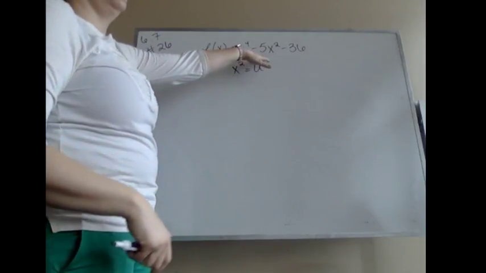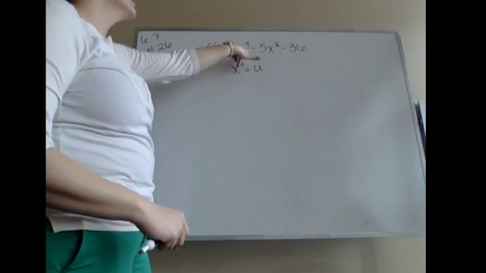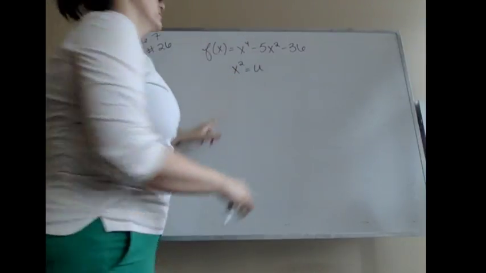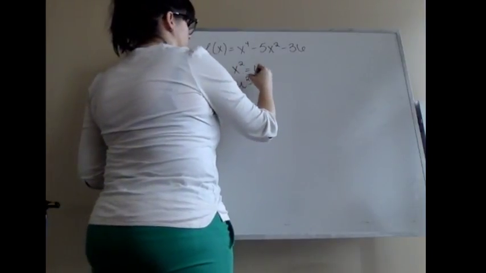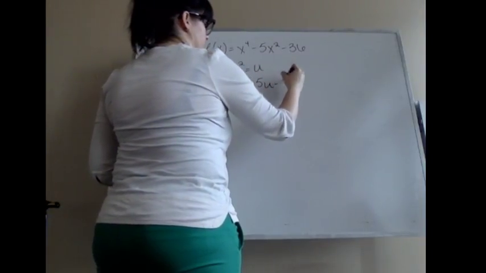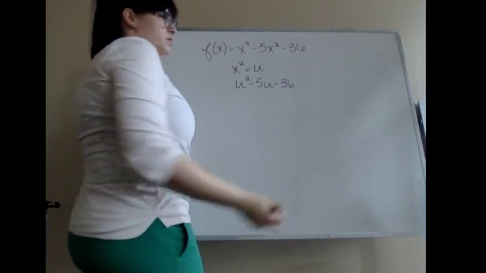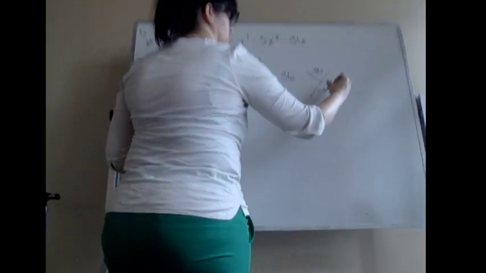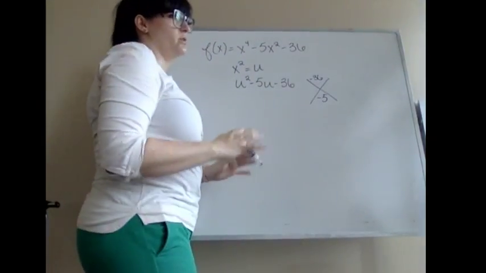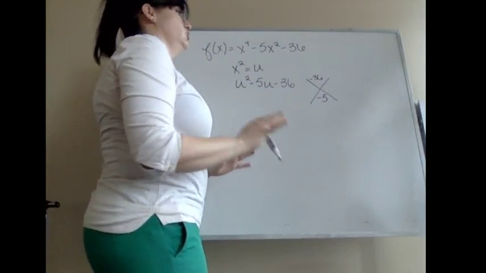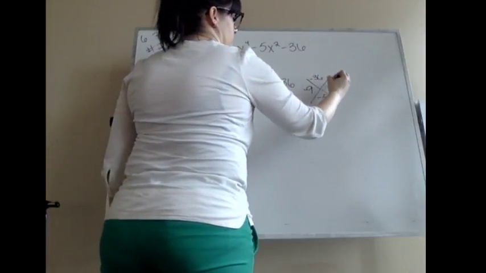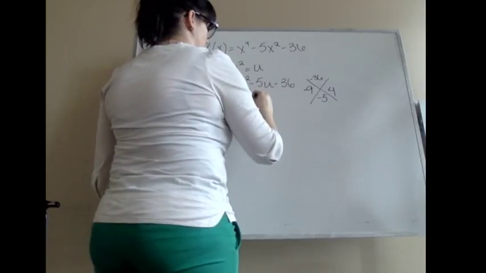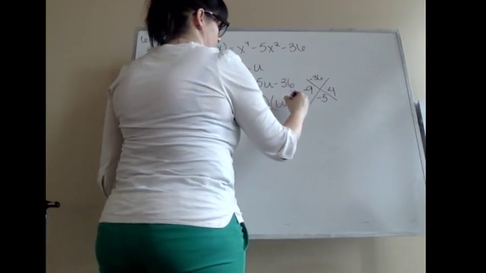This is a quadratic. Even though it says it's a quartic, if I substitute u equals x squared, this becomes u squared minus 5u minus 36. Which factors? Factoring is always the easiest. If you can factor, do it. Negative 9 and 4. So this becomes u minus 9 times u plus 4.